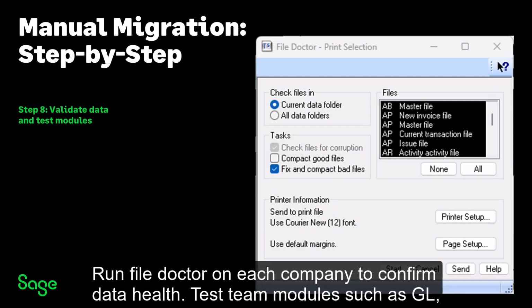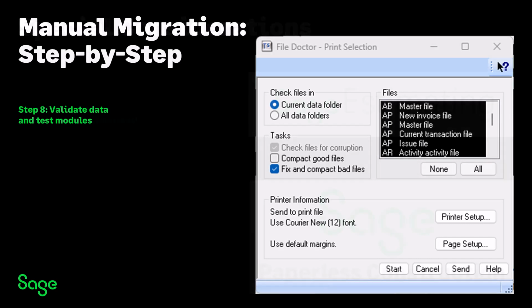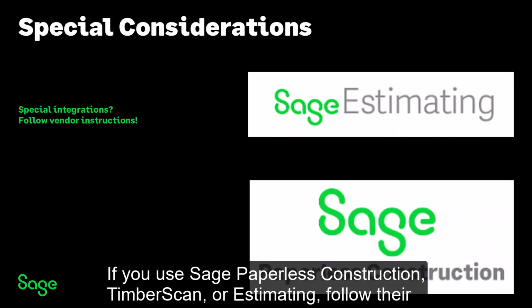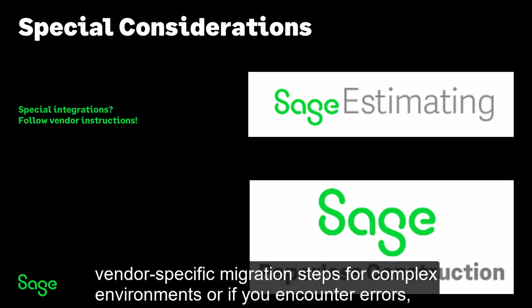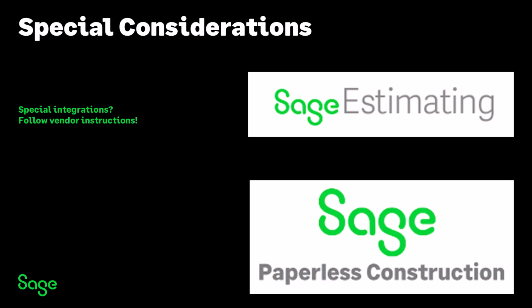Run File Doctor on each company to confirm data health. Test key modules such as GL, AP, and Payroll. If you use Sage Paperless Construction, TimberScan, or Estimating, follow their vendor-specific migration steps. For complex environments or if you encounter errors, contact Sage Support or consider Sage Expert Services.